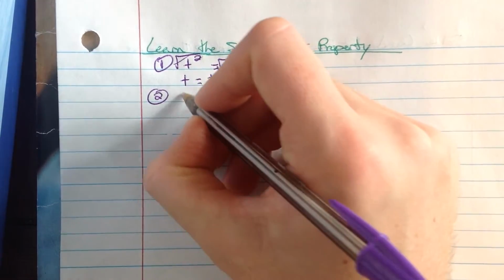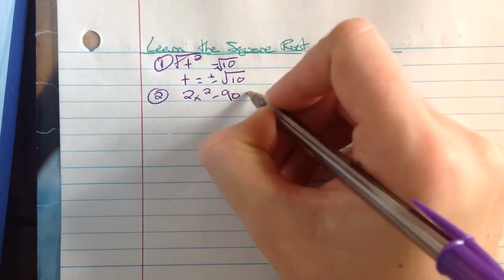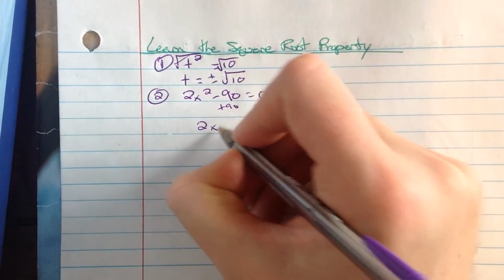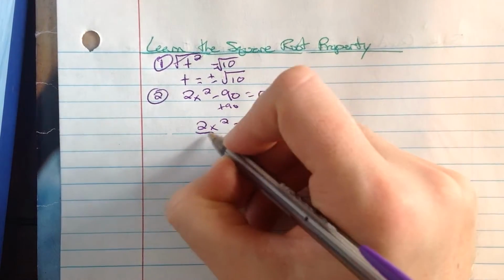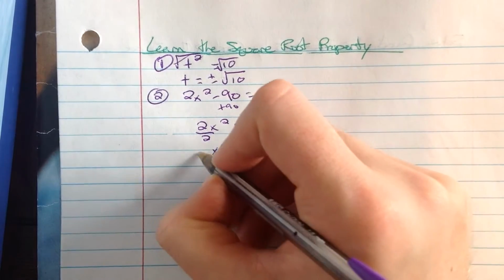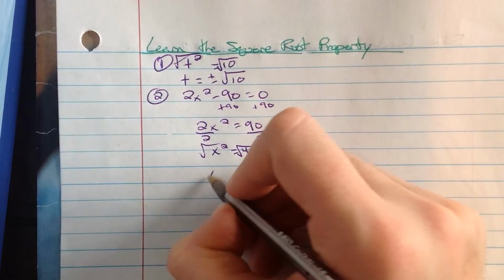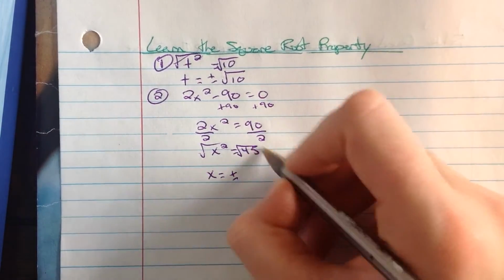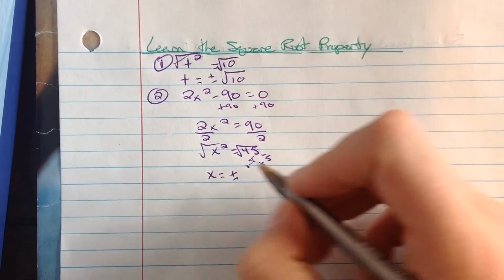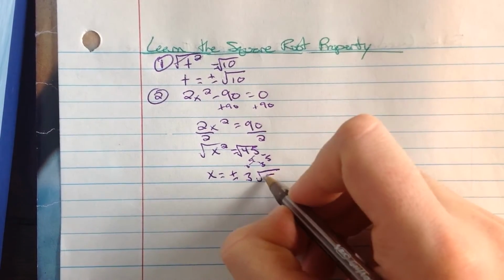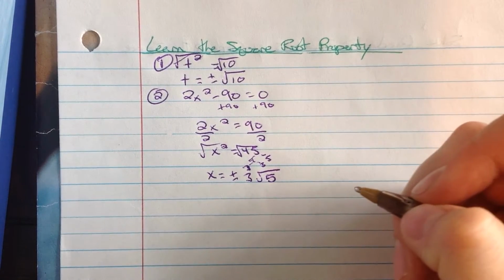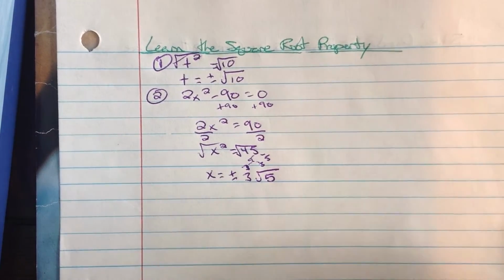So another problem we can now solve is something like this. Adding 90 to the other side gives us that 2x squared equals 90. Divide both sides by 2. x squared equals 45. Square root both sides. So x equals plus or minus. So remember this is 9 times 5, which is 3 times 3. So we get 3 square roots of 5. And we have both options being the plus or minus.